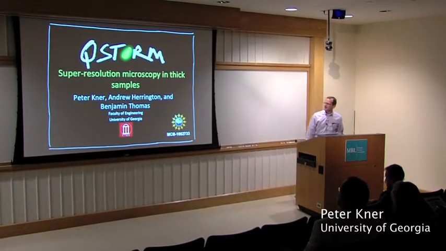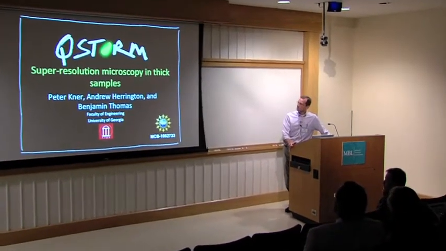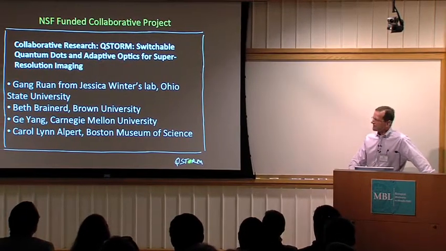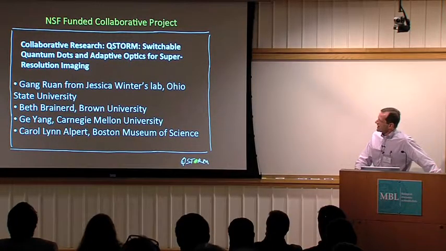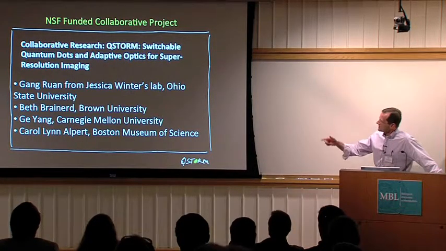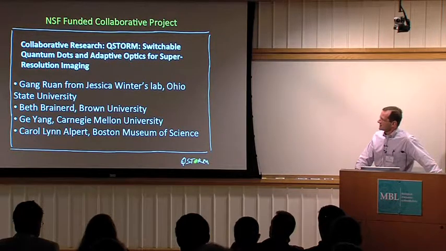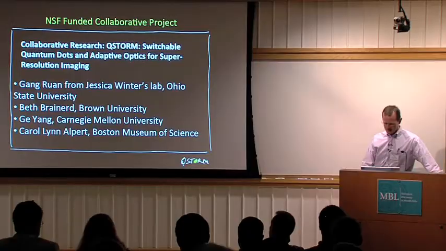This is work done by myself and my two graduate students, Andrew Harrington and Benjamin Thomas, at the University of Georgia. It is part of a collaboration that came out of the IBIV meeting 2 years ago. The name of the project is QSTORM, Switchable Quantum Dots and Adaptive Optics for Super Resolution Imaging. We're one of 5 groups involved in this research, and you're going to be hearing from Gang Ron from Jessica's lab at Ohio State University, Beth from Brown University, Guy from Carnegie-Mellon, and finally Carol Lynn Alpert from the Boston Museum of Science, who are going to be talking about aspects of the project.